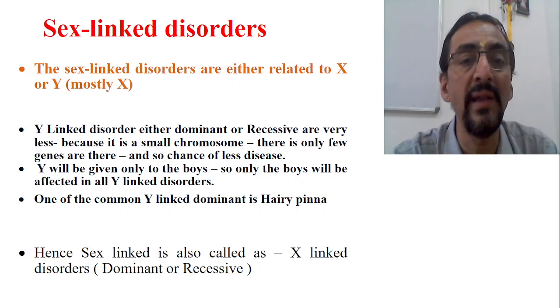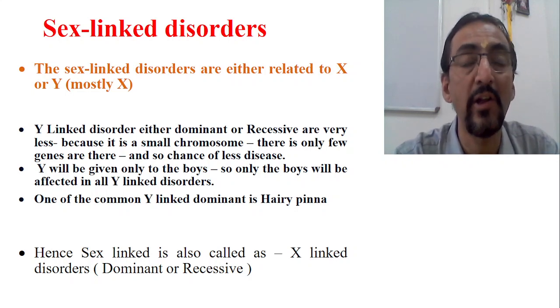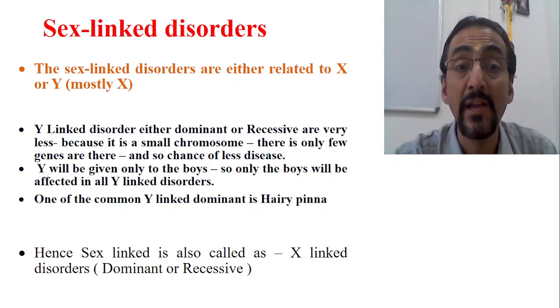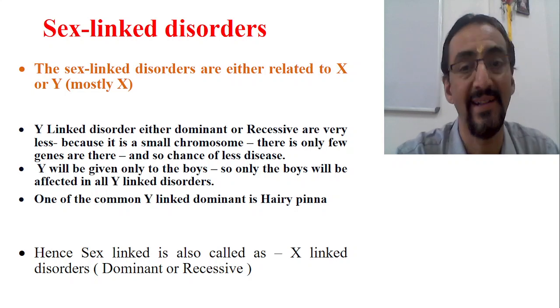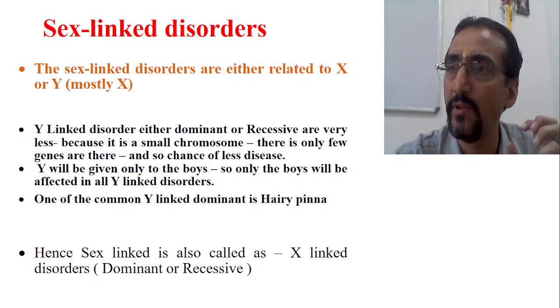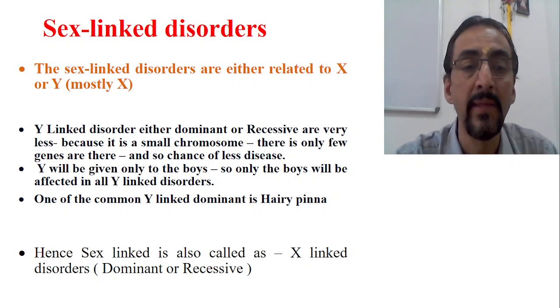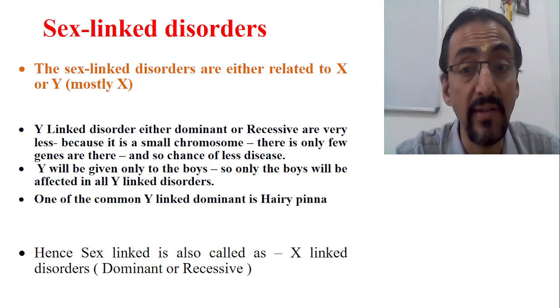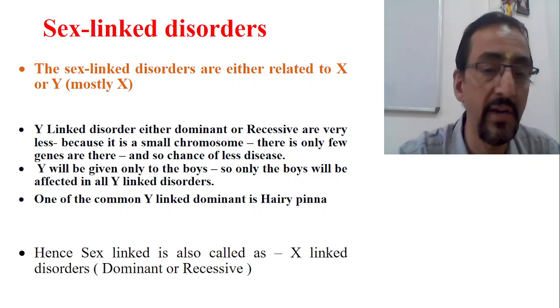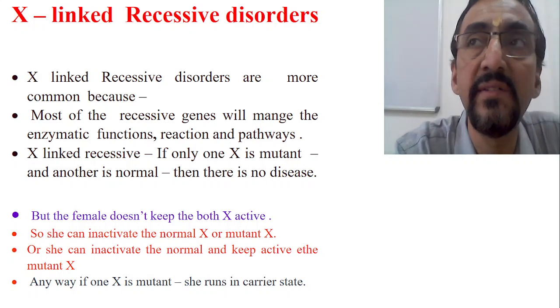One of the common Y-linked dominant traits, if you want to see, is hairy pinna, which you might have observed in many people. Actually, this is not a disorder, this is one of the Y-linked dominant inheritances. The grandfather is also having hairy pinna, father is also having hairy pinna, now the male child is also having hairy pinna. So this is possible. Hence sex-linked disorders are also called X-linked disorders, and they may be dominant or recessive. Now, we will look into X-linked recessive disorders.